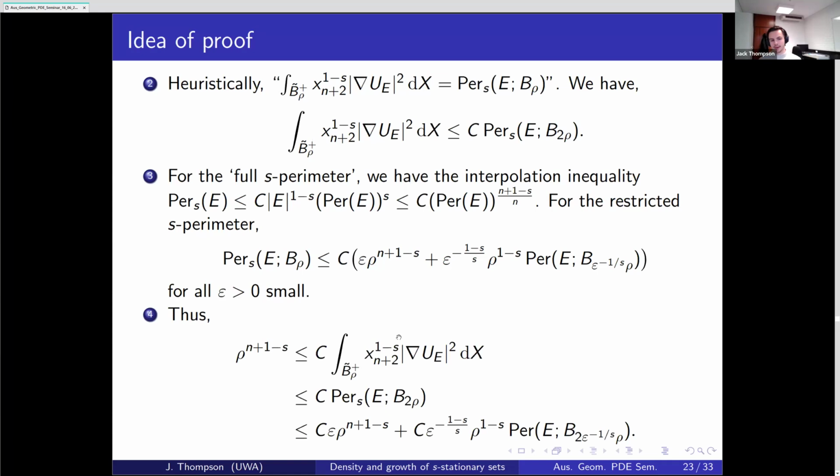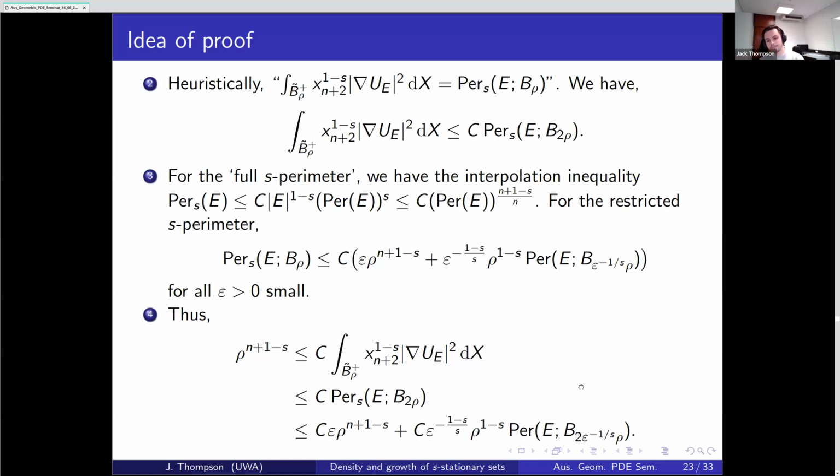And then I can connect everything together. So I've got rho to the n plus 1 minus s is less than or equal to this object, and that's the monotonicity formula from before. But then this object is less than or equal to the S perimeter of E in a bigger ball. That's the second one. And then finally, this is less than or equal to this mess. But you see, this and this are the same. So I can take epsilon small, bring this to the other side, reabsorb, and then I can divide through by my rho, and then I can rename rho to get the density estimate.